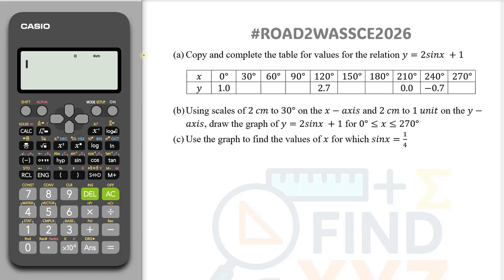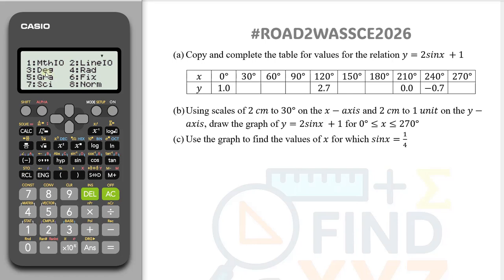Let's begin. Now, because we are asked to copy and complete the table, we are going to use the calculator to do that. And since our input values, that is the x values, are given in degrees, the first thing is to check whether your calculator is in degree mode. If it is, fine, you can go ahead and use the calculator. However, if your calculator is in radian, you can change it by pressing the shift key, then mode.